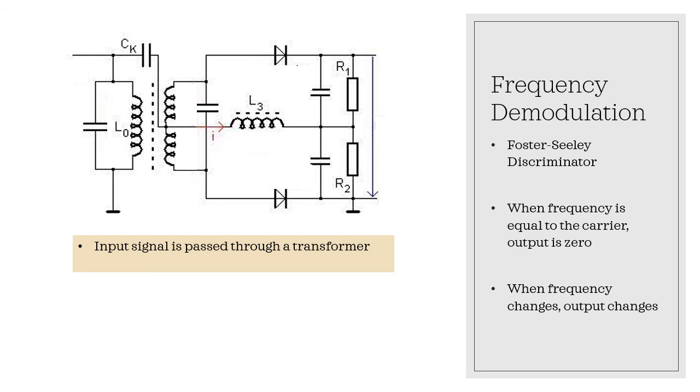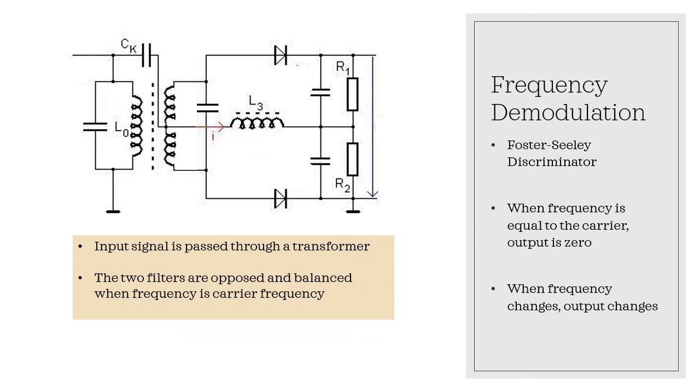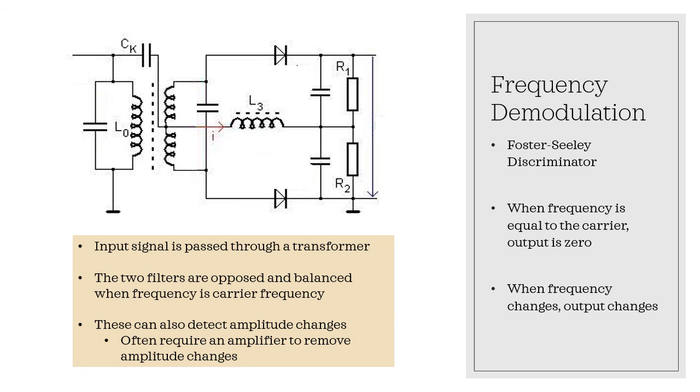So our input signal is passed through a transformer or an RF choke of some kind, or just something to make it cleaned up a little bit. The two filters are opposed and balanced when the frequency is carrier frequency. And one side effect of the Foster-Seeley discriminator is that these can also detect amplitude changes, which require an amplifier to remove most of the time, because we only care about the frequency change, not the amplitude change. That's part of the reason why we need a transformer or an RF choke or something like that most of the time. Okay?